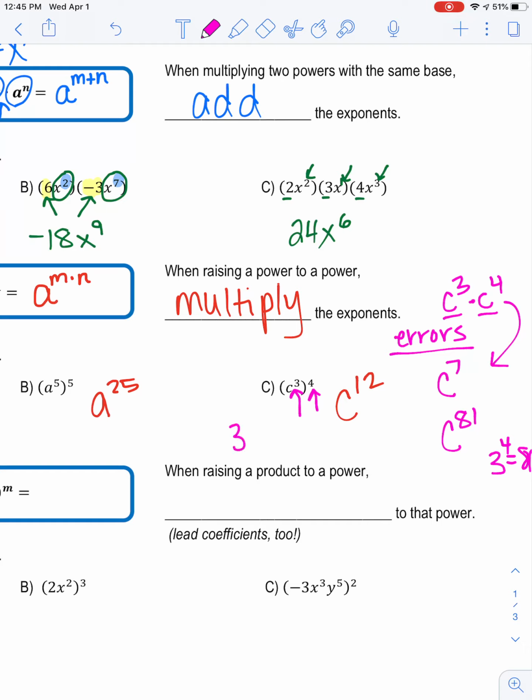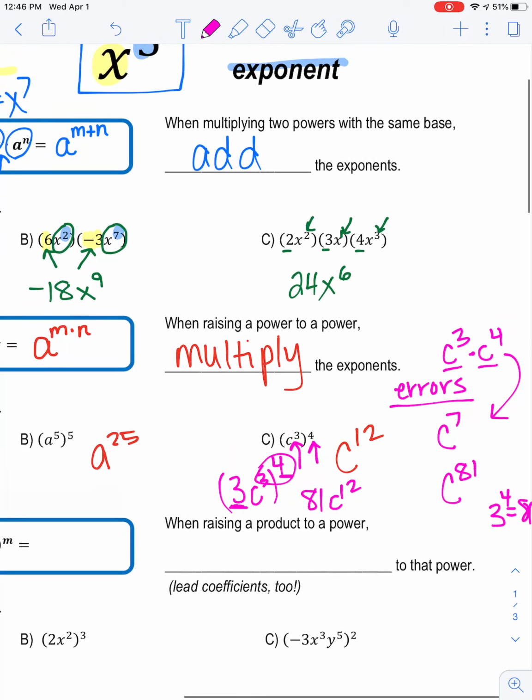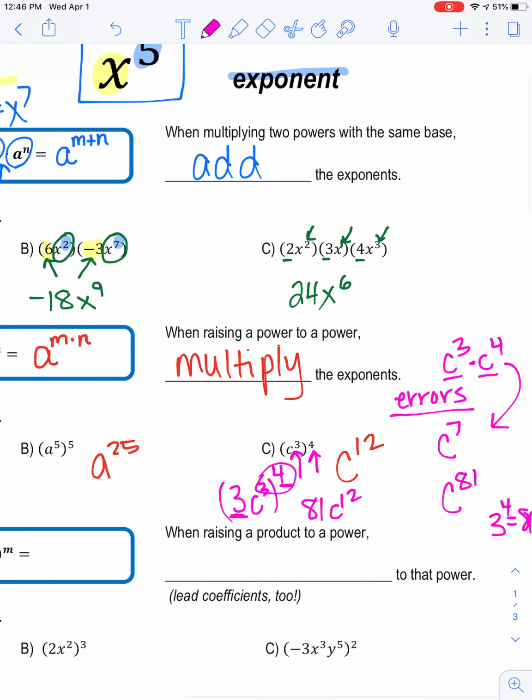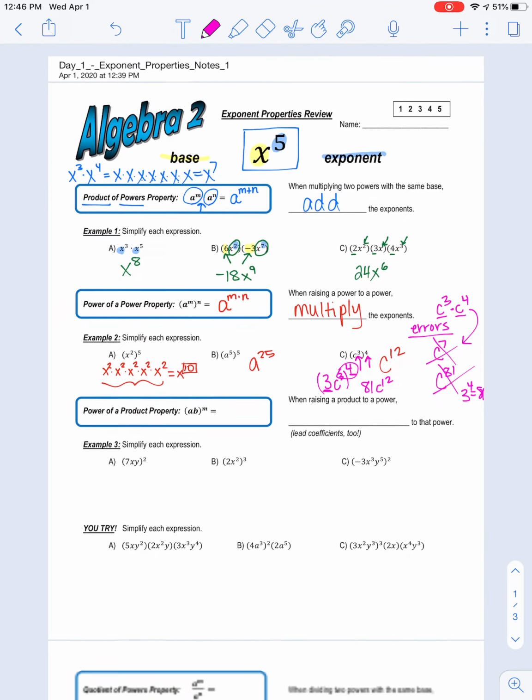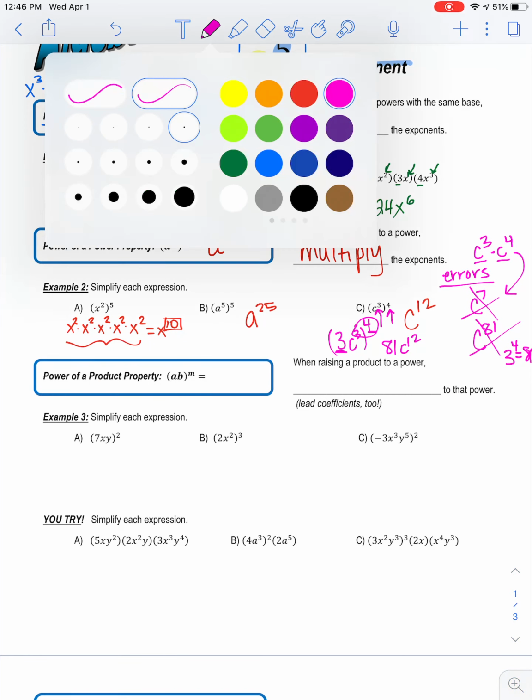Now if I had a 3 in front with c to the 3rd all to the 4th power, then the 3 to the 4th would be an 81, and this would still be a 12. This would be 81 c to the 12. But here the 3 is not a base, it's an exponent. So if I had a base of 3 to the 4th, it is 81, but that 3 is not a base. So those are common errors, so try not to make those mistakes, and just remember that you simply multiply those exponents. All right, the next property.